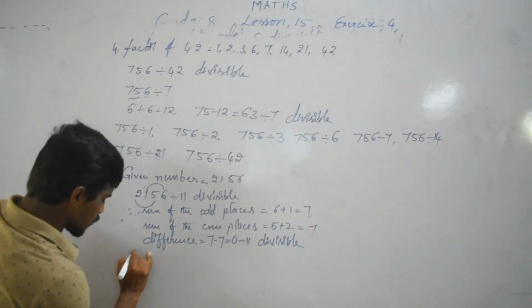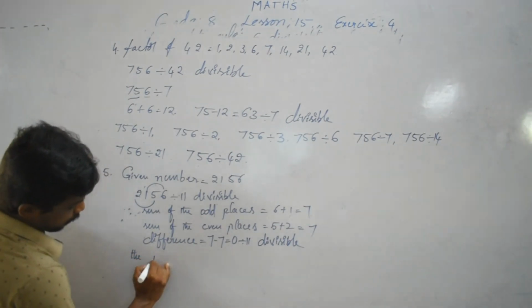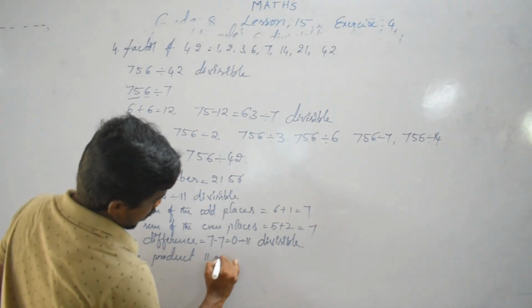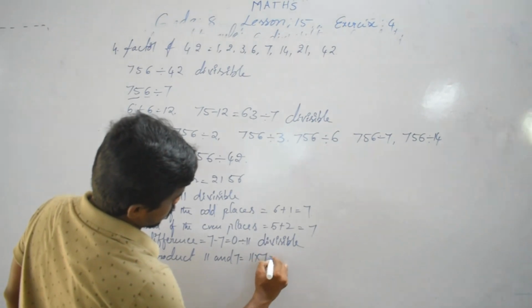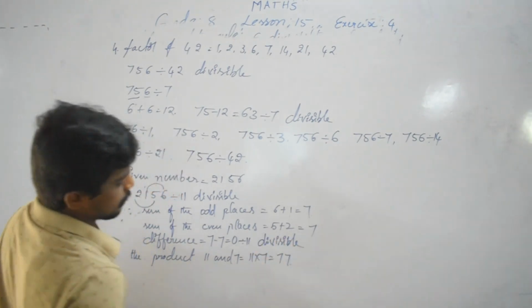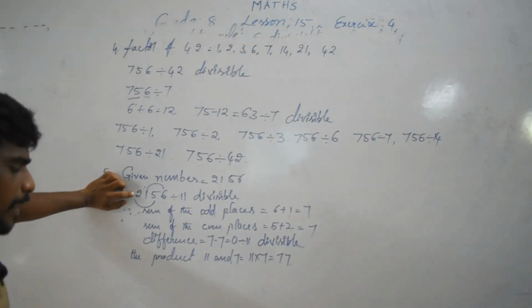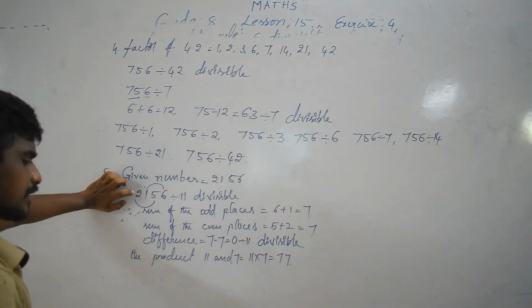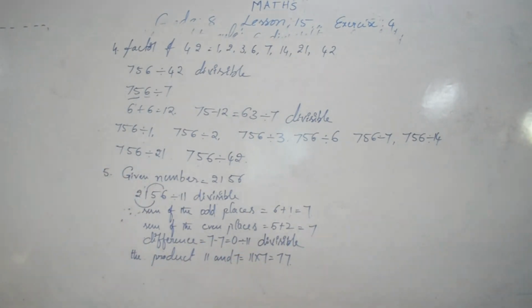Next, the product of 11 and 7. 11 cross 7, 77. So this number is divisible by 7 and divisible by 11, so that number is also divisible by 77.